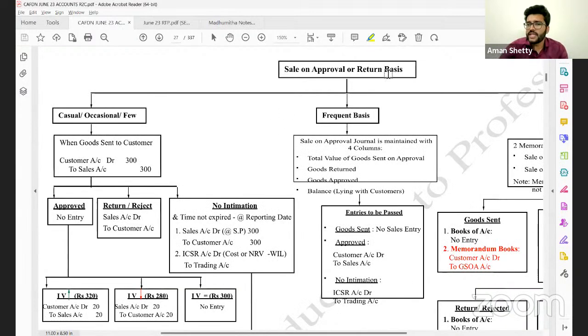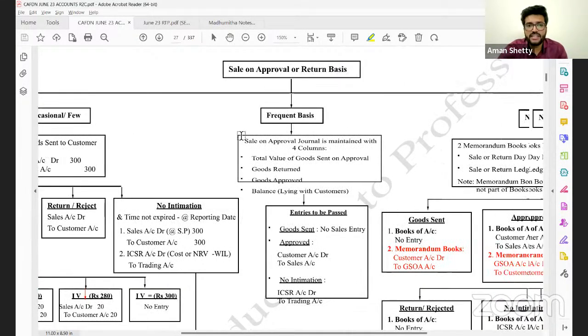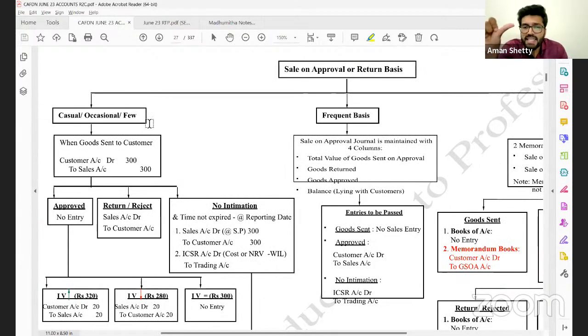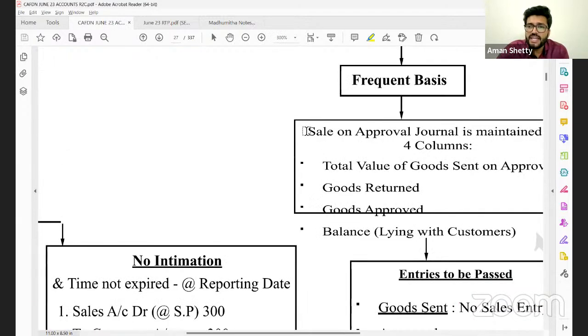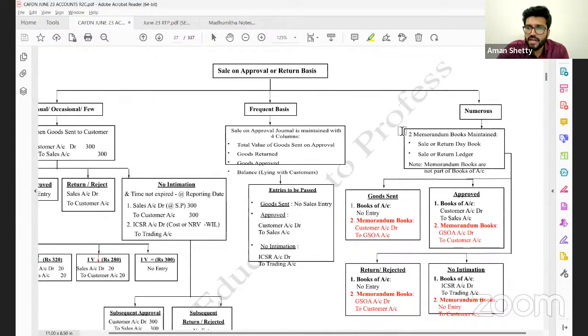Sale on approval or return basis, there are three kinds. One is when it is casual or occasional or few in nature. Remember? When the number of transactions is very few, then the treatment is different. When it is on a frequent basis, that time the treatment is different. When it is on a numerous basis, again the treatment is different.